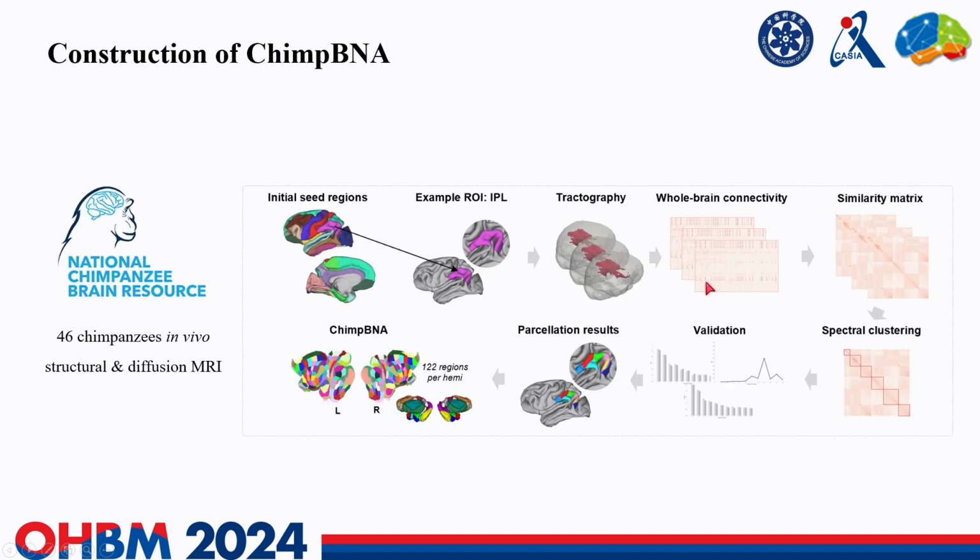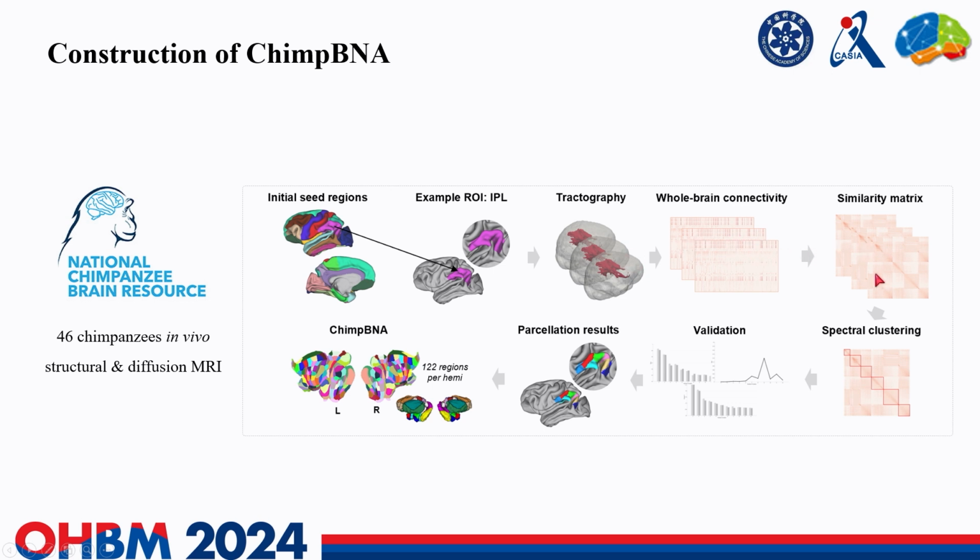Here we use in vivo MRI data from 46 chimpanzees from the National Chimpanzee Breeding Resource, following the connectivity-based parcellation framework used previously with humans. We first defined 19 cortical and some subcortical seed regions, and taking an initial region as a seed, we performed tractography for each subject, resulting in a whole-brain connectivity matrix.